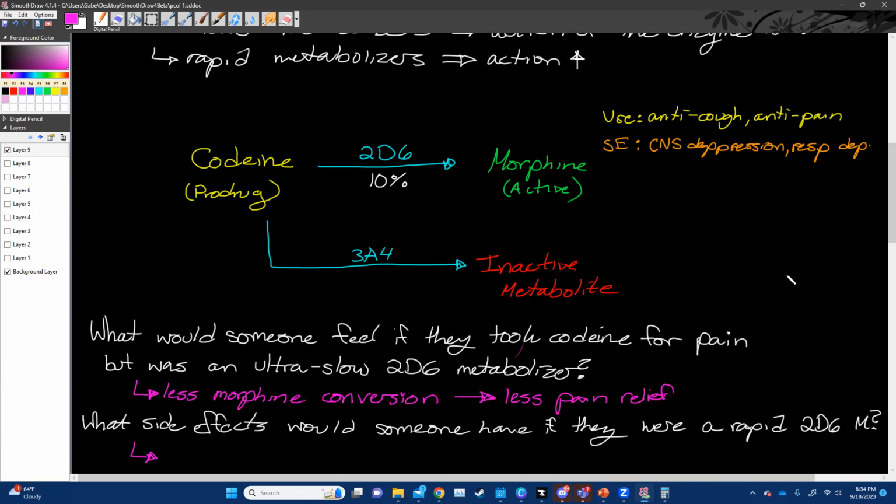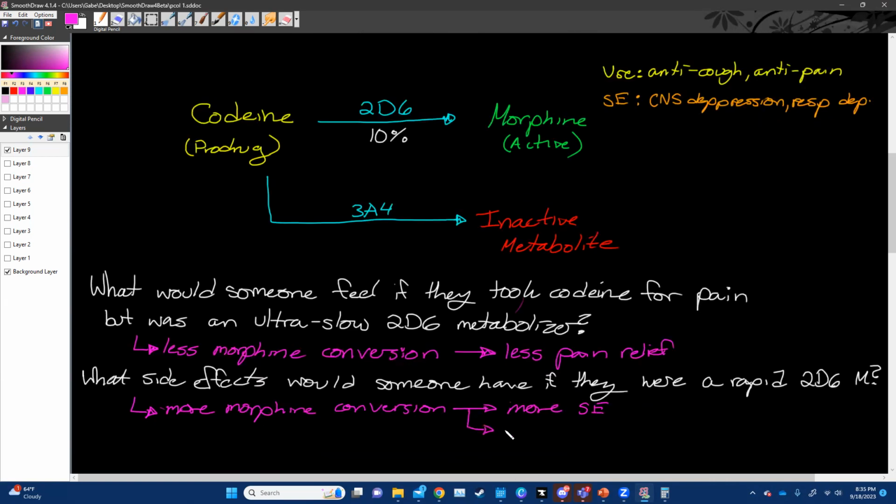Would it be more side effects since there is more morphine in the system? Exactly. So we're having more morphine conversion, which means more side effects. And like some people also said, we're having more pain relief.